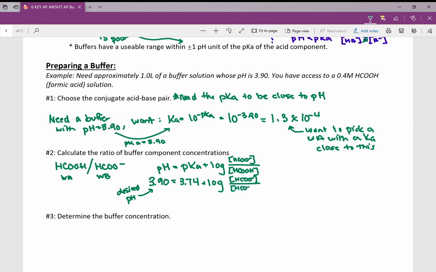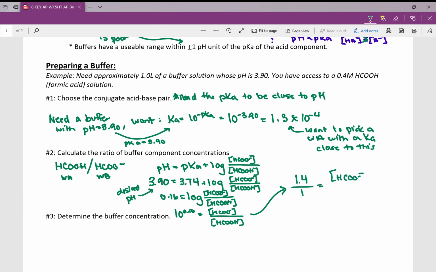I'm going to plug that part in here. Okay, so once you rearrange this, you would end up with 0.16 if we subtract 3.74 from each side. And then we would take each side and raise it to the power of 10. So we would have 10 raised to the 0.16 is equal to our ratio that we're interested in. Which, when you get to that 10 raised to the 0.16, you would get 1.4, which I'm going to write as 1.4 over 1. That would be equal to my ratio.